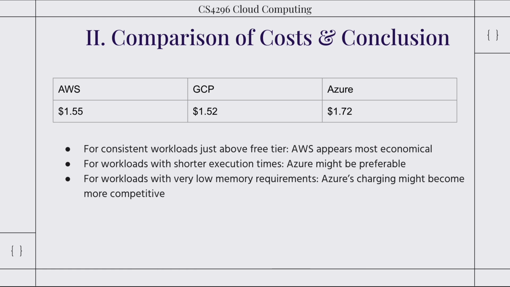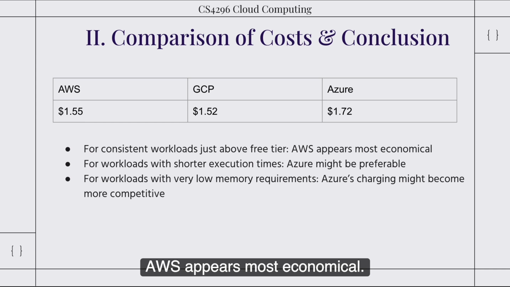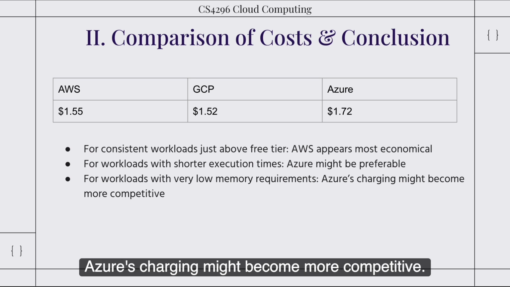In conclusion, not considering free tier services, AWS appears most economical for workloads with shorter execution times. Azure might be preferable for workloads with very low memory requirements, where Azure's charging might become more competitive.